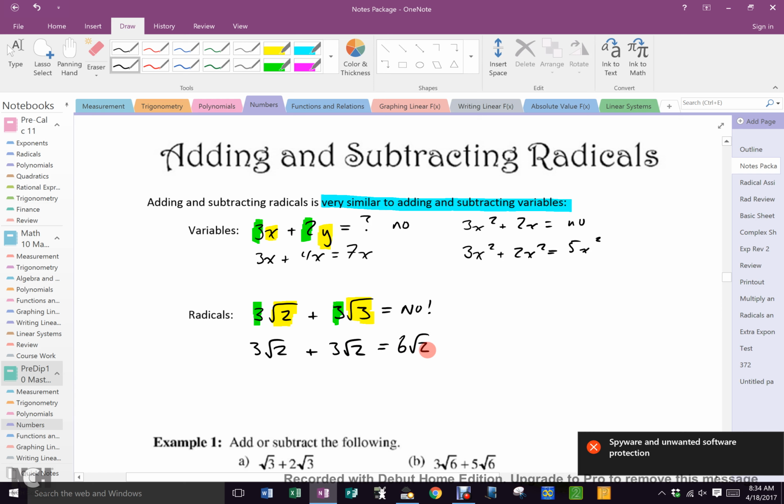Math. Wow. If only it were the same every single time. No, wait, it is.